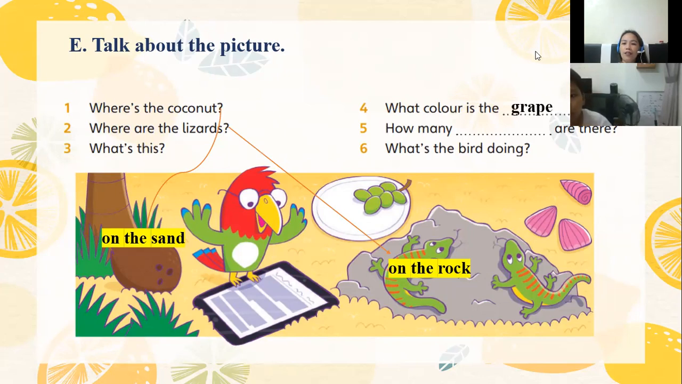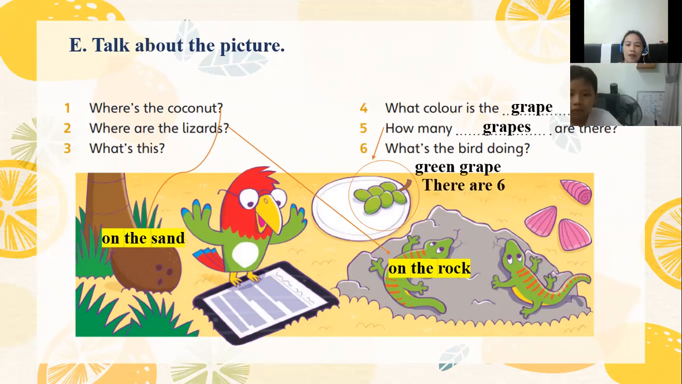What color is the grape? Green. How many green grapes are there? How many grapes are there? Count them all, baby. How many, baby? Six. Six grapes, okay.